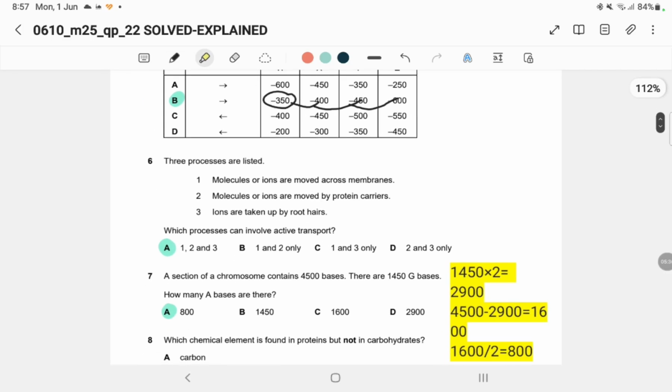Now moving on, question number 6 is asking which can involve active transport. It will be 1, 2 and 3, because active transport involves a membrane and needs protein carriers. As you can refer to the definition, you will find that active transport needs protein carriers, which are protein channels. Okay, now ions are taken up by root hair cells. Yes, that's true. Again, it's against the concentration gradient using ATP, which has been released from respiration as per your notes.